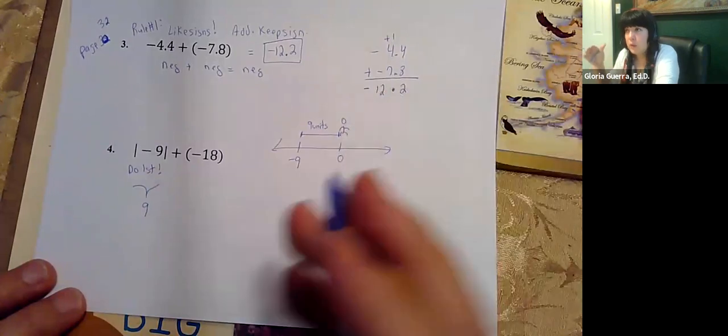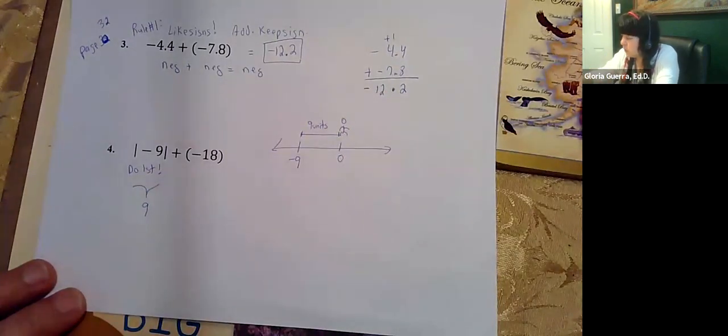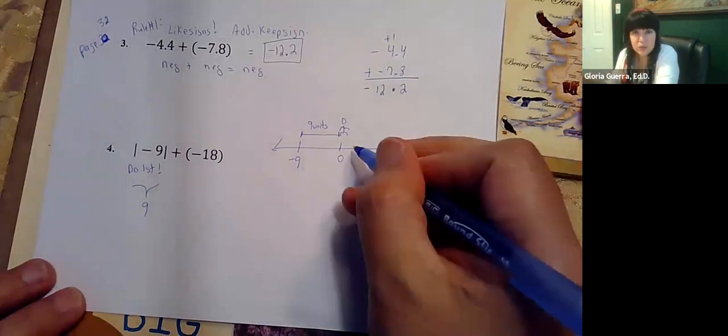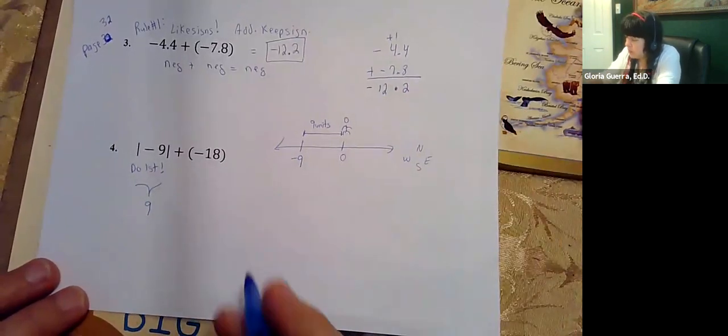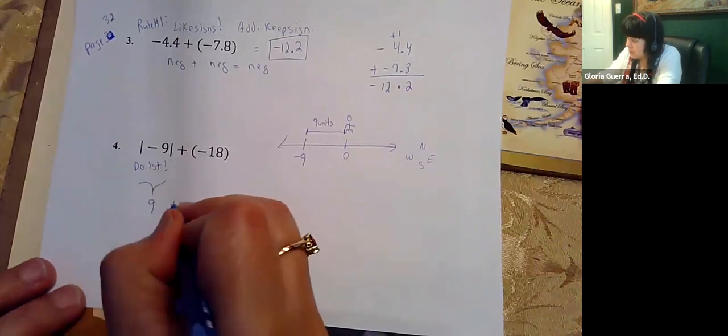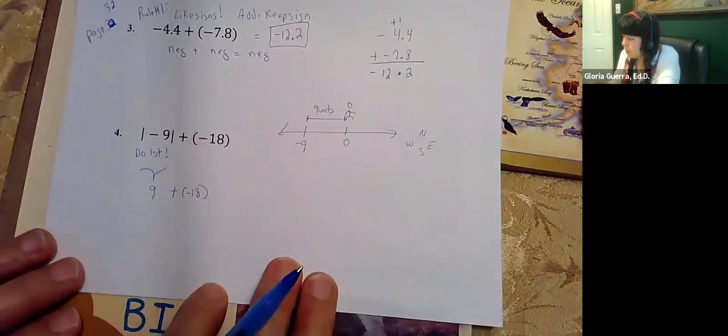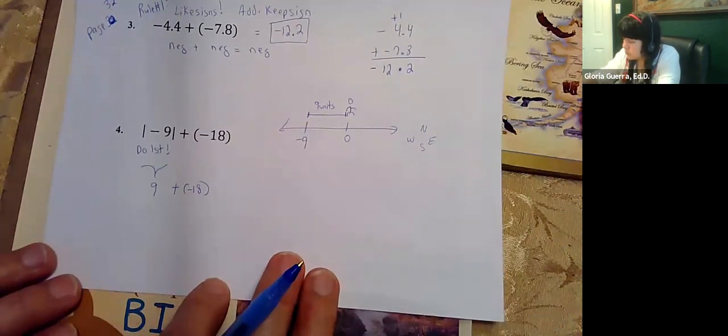You're just going in the west direction, right? So you have north, south, east, west. So you're just heading in the west direction, but it's 9 units of length. So you've got 9 plus negative 18. 9 plus negative 18. And that's rule number 2.